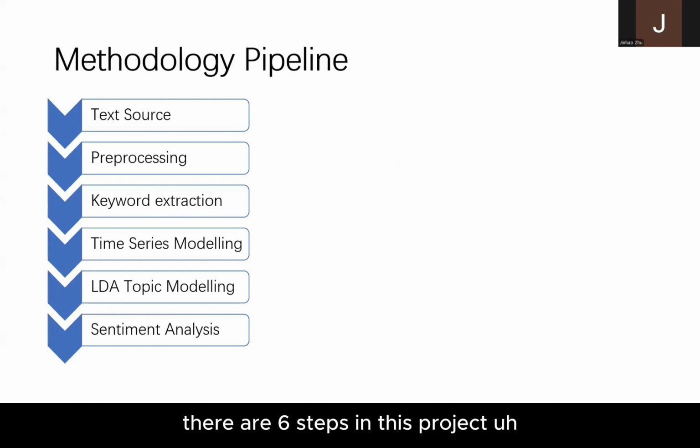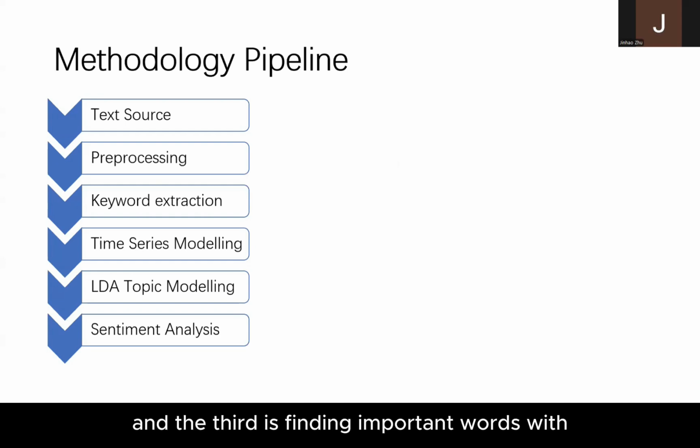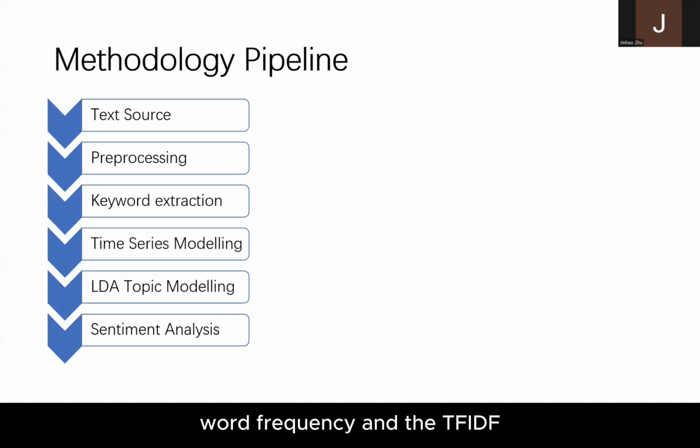There are 6 steps in this project. The first is to get the book from Project Gutenberg. And the second is clean the text, like removing punctuation and stop words and using lemmatization. And the third is finding important words with word frequency and TF-IDF.